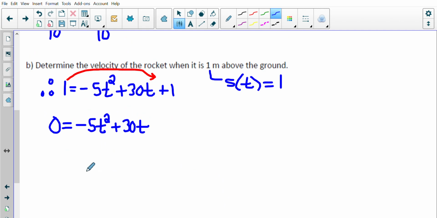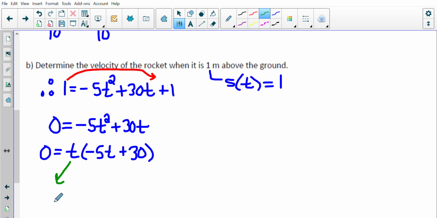Now, I want to solve this quadratic equation. Well, I could go by factoring. They each have a factor of t in there, so I could factor out a t. And so now I have t times negative 5t plus 30. All right, now solving each piece. Well, this piece here, t equals 0. So that's at the start, when it looks like this rocket starts 1 meter above the ground.